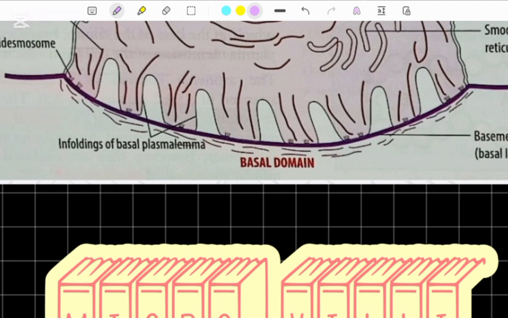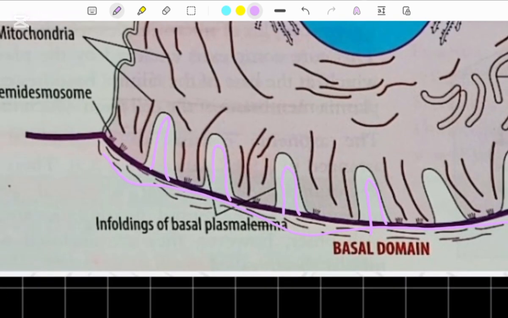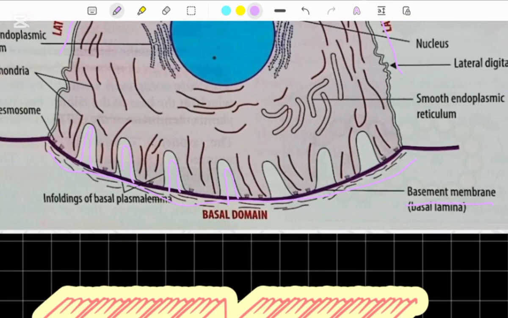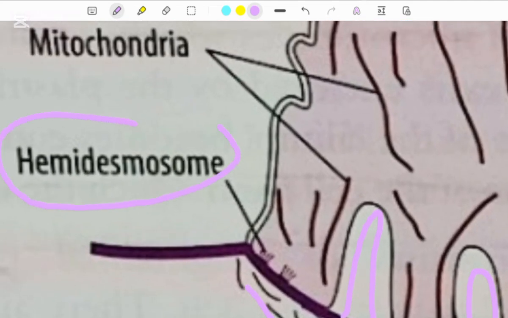This basal domain lies in contact with the basement membrane. Here you see there is a basement membrane or basal lamina. They contain infoldings of the plasma lemma. This is the important character of the basal domain. To characterize them, we consider that as the identification point. And they contain hemidesmosomes, which is another type of cell junction.